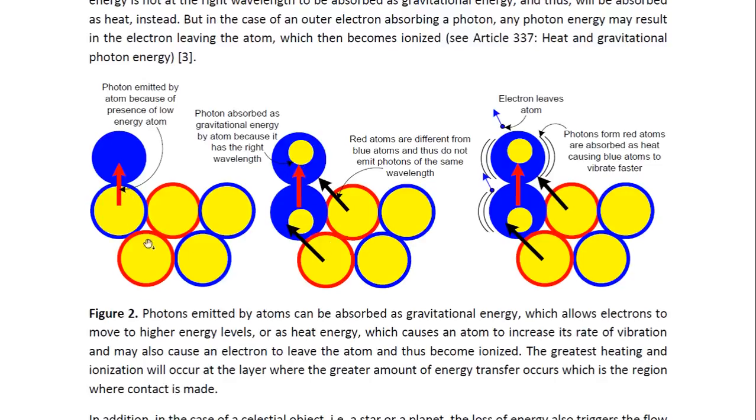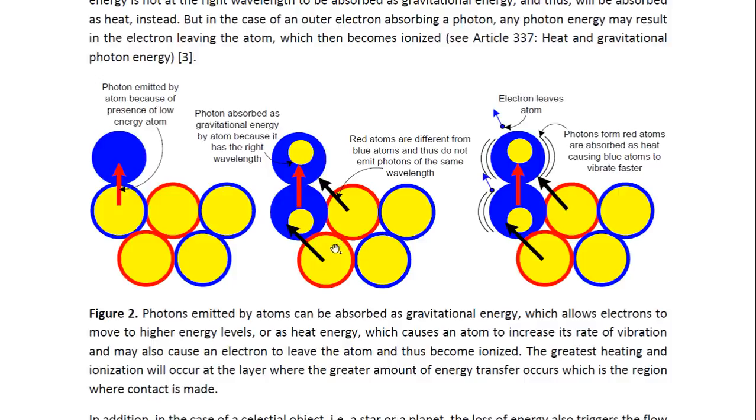But then these two atoms, which are not the same as those, detect that there's an atom close to them that has lower energy than they do. Notice the energy difference is not as great, but there's still an energy difference, and that means that these two atoms will now emit photons as well.